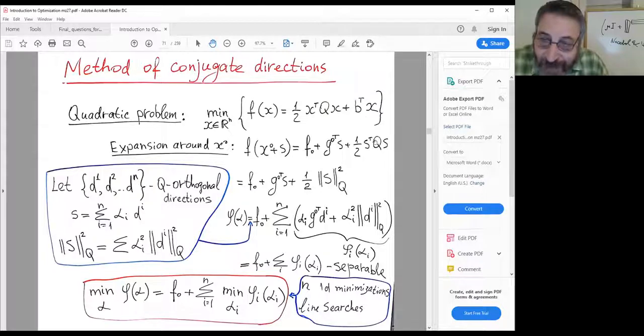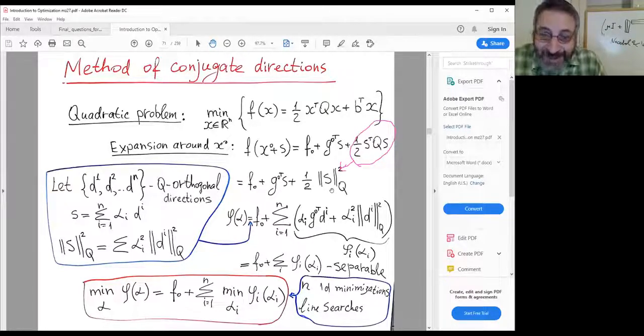We have a quadratic function. First of all, it's easier to express it around the current point x naught. We express it in terms of displacement from x naught, and the formula is like a Taylor expansion. Are you with me? You should confirm all the time because the internet is not stable. Now the very important observation is that this term is actually the Q norm of S, by definition. The squared Q norm of S, without the half.